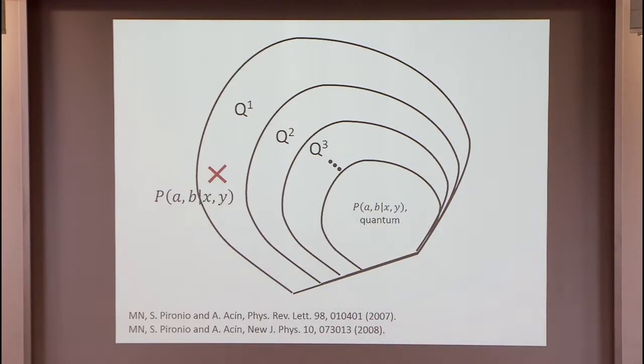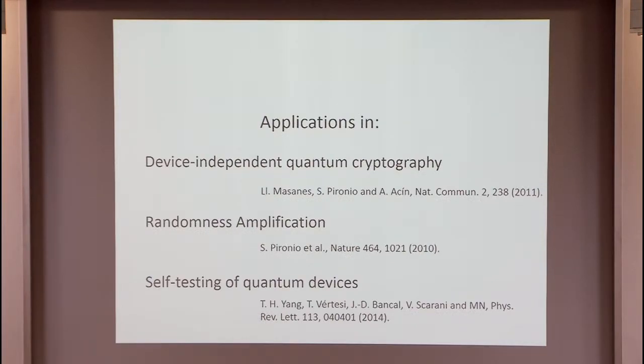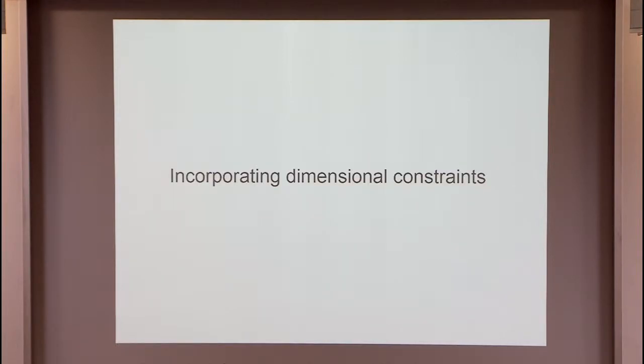Now, I have to be honest with you. This program of mine of trying to review quantum theory hasn't gone very far yet. But I'm happy to say that at least this hierarchy found applications in other areas, like for example device-independent quantum cryptography, randomness amplification, or self-testing of quantum devices. In all these three subjects, you need to bound the set of correlations from the outside, right? And for this, it is kind of handy.